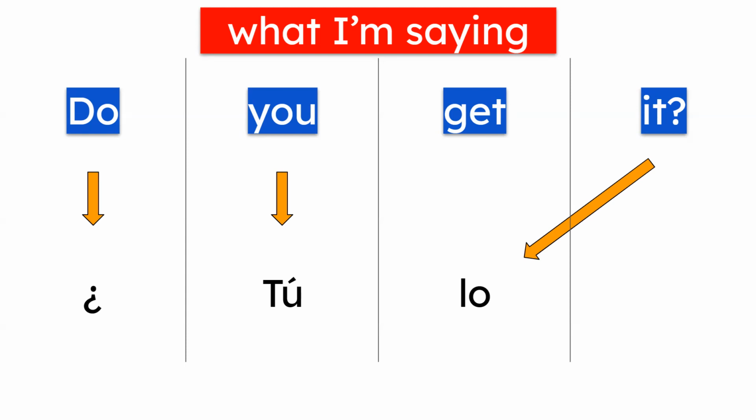entender. Do you get it? ¿Tú lo entiendes? That's right. We don't have a different verb for get in this situation. We just use entender. Hey, do you get it? Do you get what I'm saying? Hey, ¿tú lo entiendes? Perfect. Okay, now read this question and don't forget to make the intonation at the end of it. Go ahead.